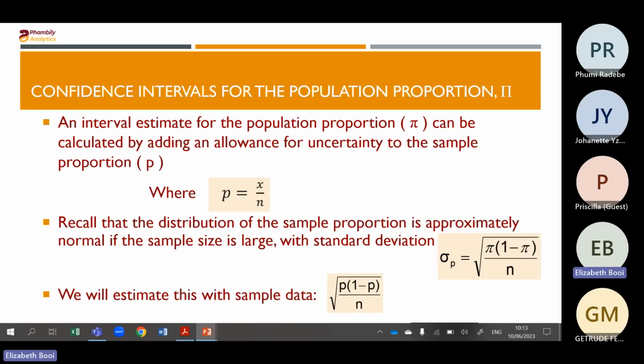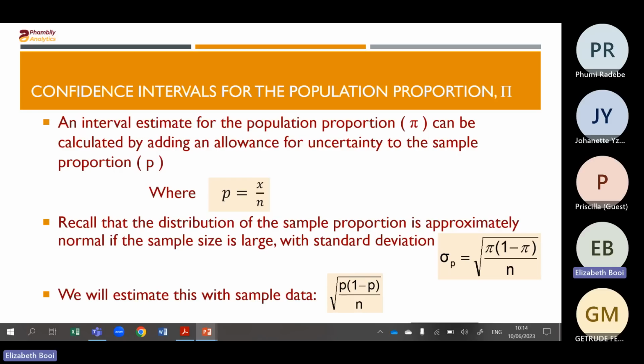If your sampling size is small, then we're going to use the estimate for your standard error. We're going to use our sample proportion p times 1 minus the sample proportion, divided by n, and you take the square root of that.